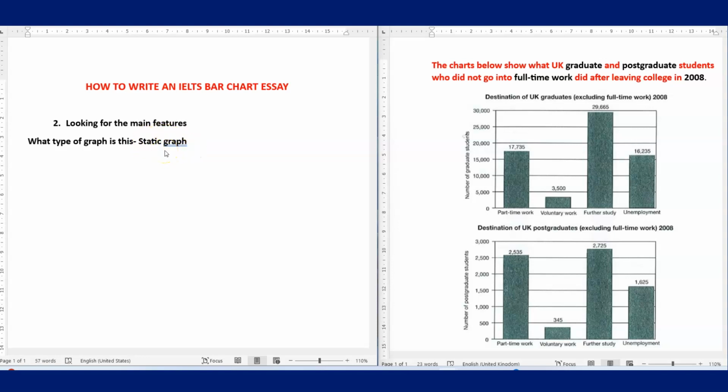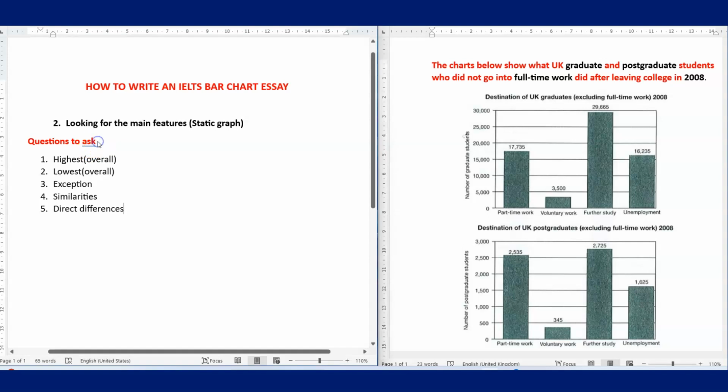And because we know that this is a static graph, there are a set of questions that we can use in order to find the main features when we are dealing with a static graph. All right, so these are the set of questions that you can ask yourself when you are dealing with a static graph.